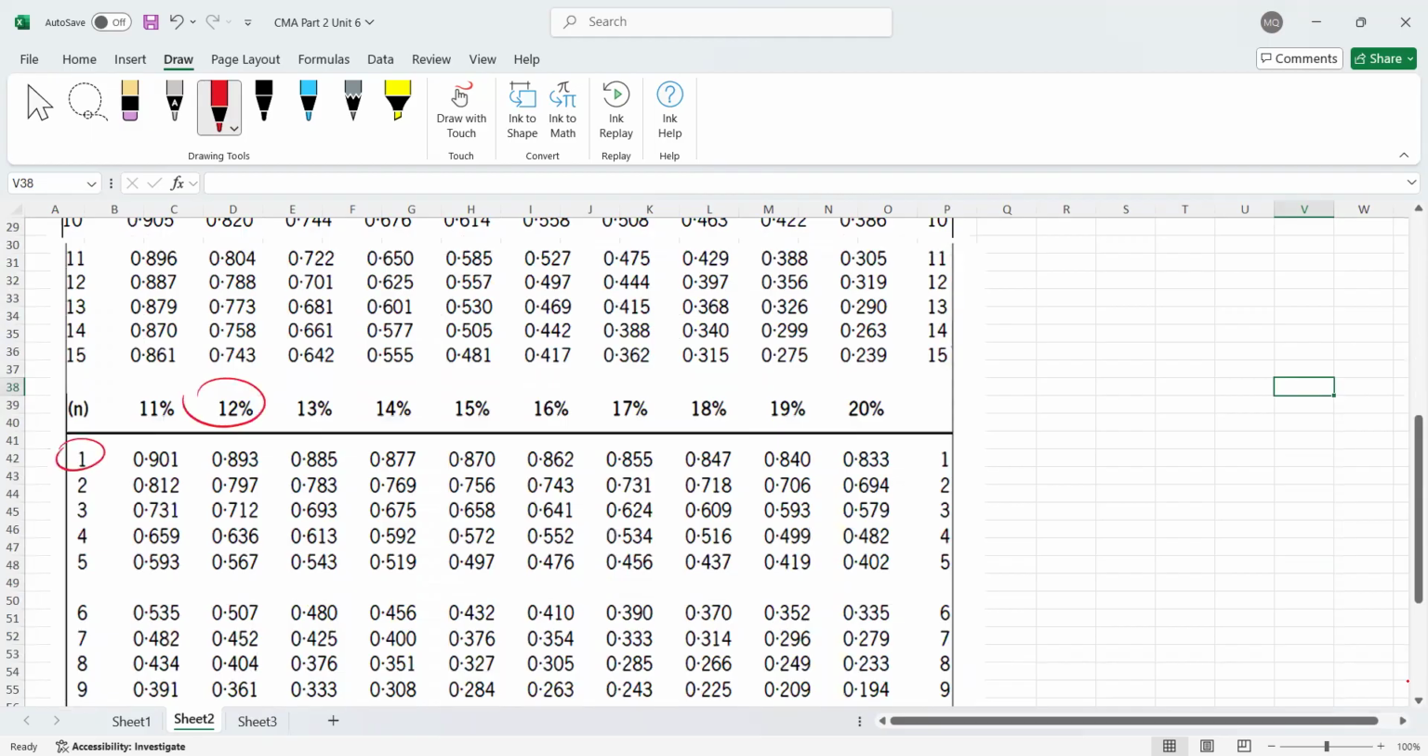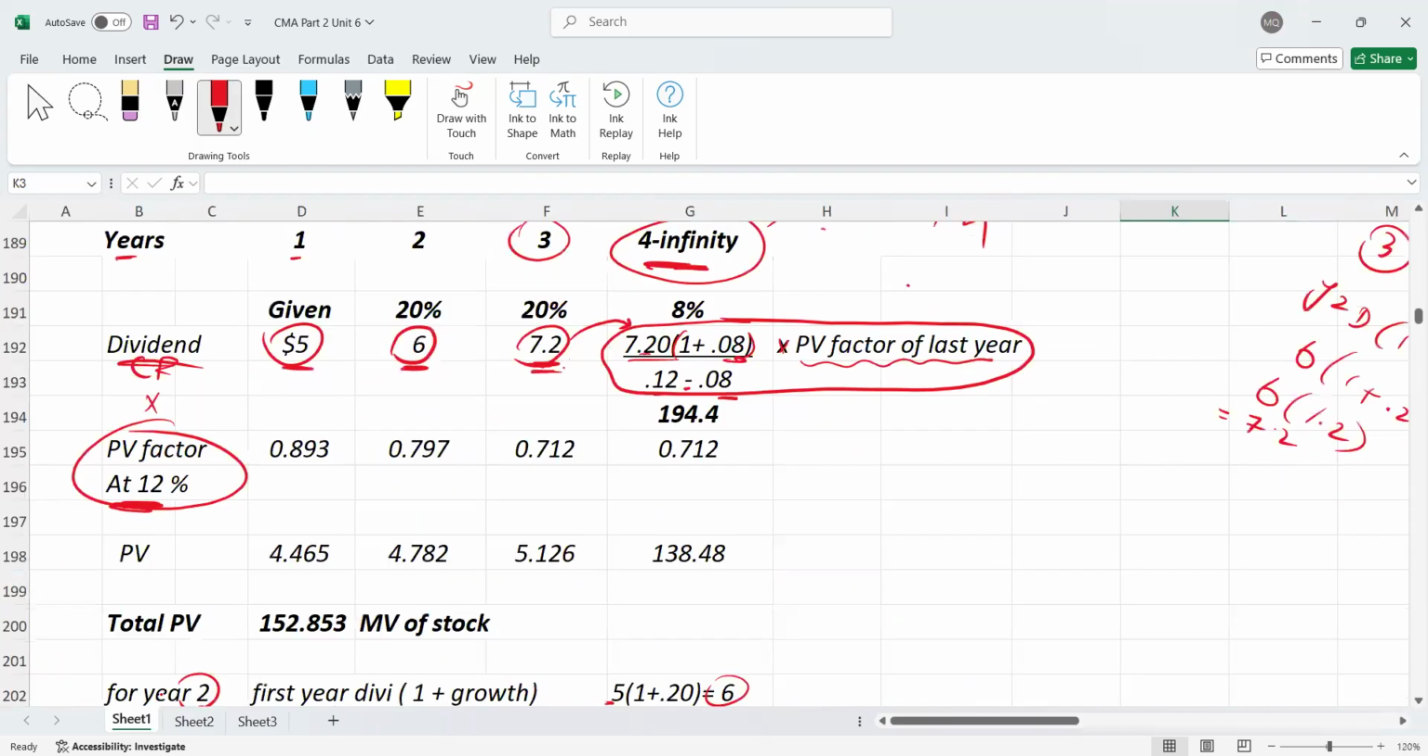So this is year one factor. This is year two factor. This is period three factor. Okay, so these factors I'll pick. So we'll write it here. Year one factor, two factor, third factor.